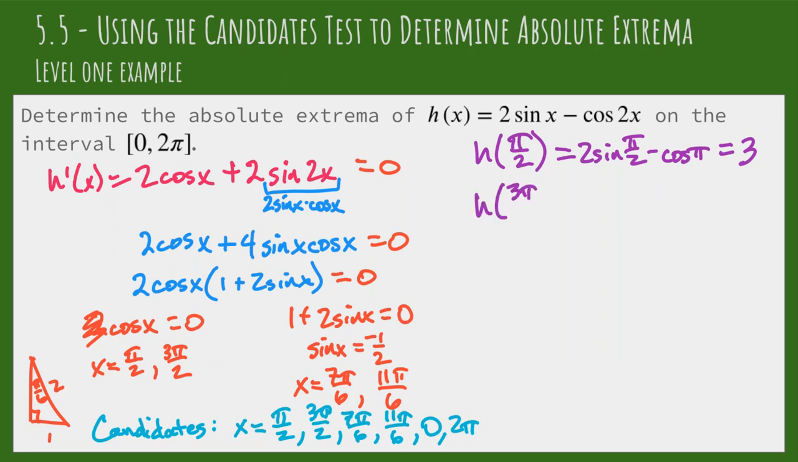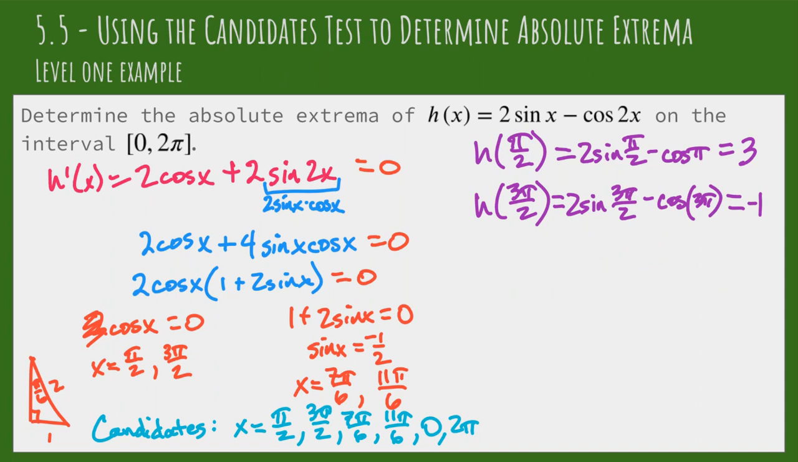h of 3 pi over 2 is 2 sine 3 pi over 2 minus cosine of 3 pi. So sine of 3 pi over 2 is negative 1, so that's going to be negative 2. And then cosine of 3 pi is going to be, what's that going to be? That's going to be negative 1 also. So negative 2 minus negative 1 is going to give us negative 1.